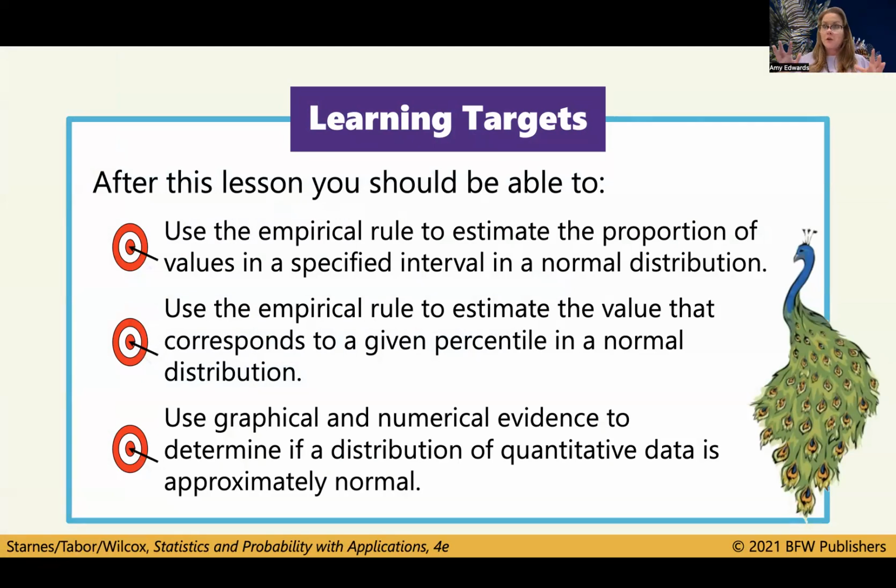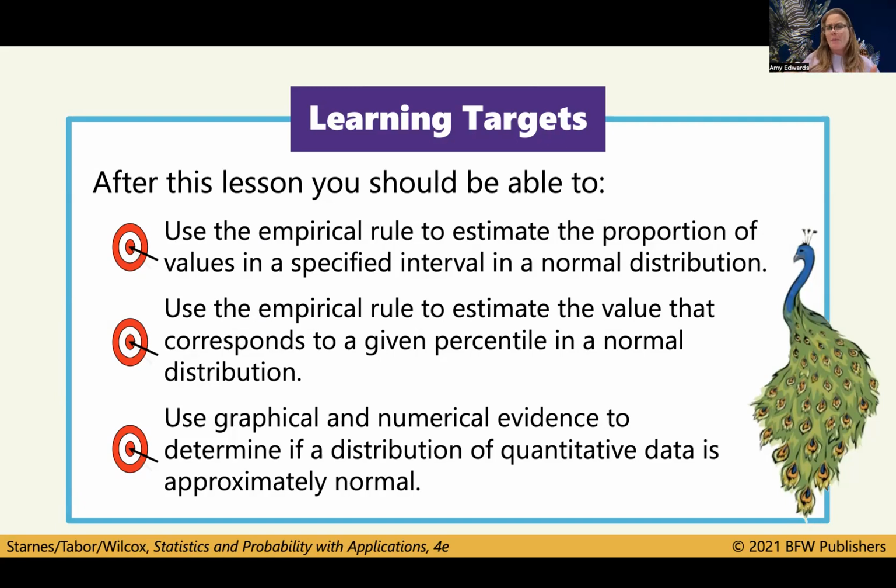We're going to use that empirical rule to try to estimate a value. Again, these are not life and death situations where we need to be accurate. I just need to know, okay, what percentage of the time is it less than 4 minutes to take the train? And then we're going to use graphical and numerical evidence to determine if a distribution is normal.